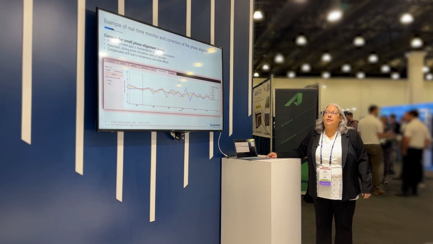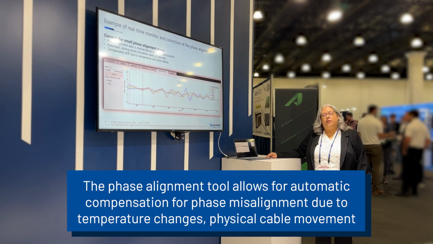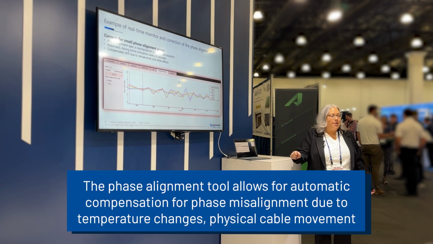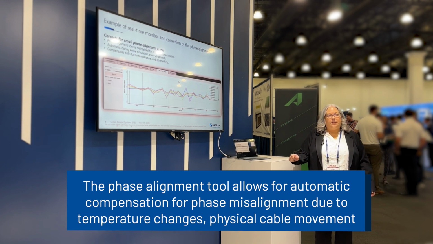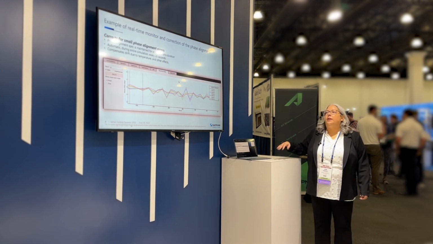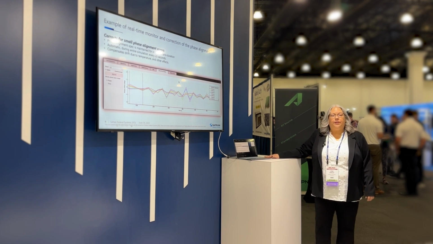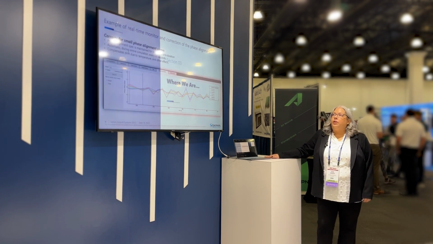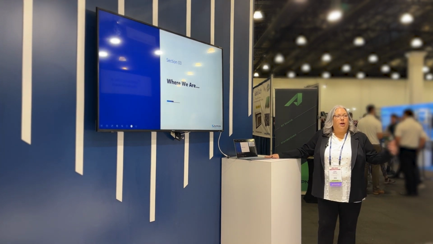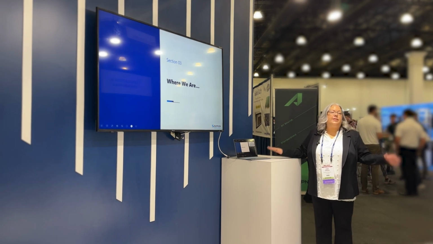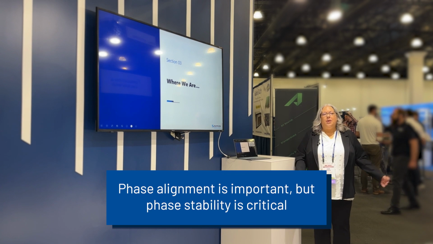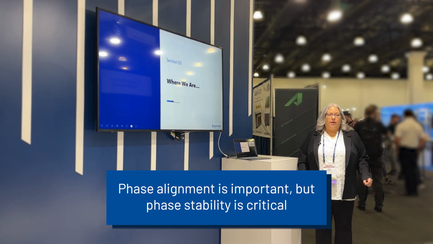So it allows us to compensate for temperature drift. You know, if someone moved a cable, it's going to change the phase. It's very sensitive. So this is what we're doing here, correcting those. We're correcting the phase alignment. What we've learned, though, and where we are now, is that the phase alignment is important, but the phase stability is what really matters.